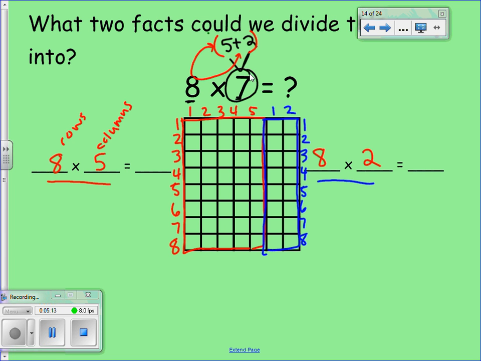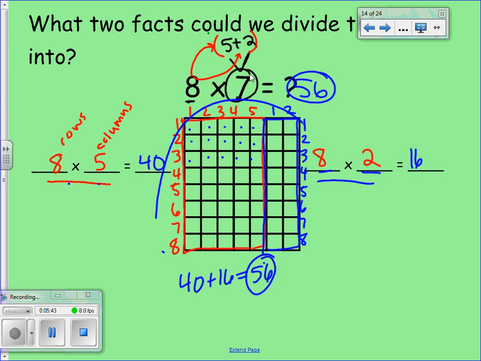So I know that 8 times 5, if I count by 5s, or if I count every single box in this mini array, I should get a total of 40. And if I count or multiply or skip count by 2s 8 times, or know automatically that 2 times 8, what that product is, then I should get 16. So if you add 40 plus 16, you're going to find your total product, which is 56. So 8 times 7 is 56. That means this entire area model has an area of 56 units.